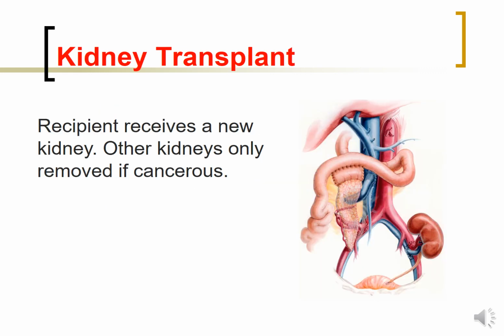This is not a well-known fact. If you receive a kidney transplant, your kidneys are left in place unless they are cancerous. So you can see here is a transplanted kidney and it's attached to the external iliac artery and vein. And the reason for this is, what if the transplanted kidney was rejected? You don't want to remove one of the other kidneys if it's healthy, even if it's not functioning at an optimum level.